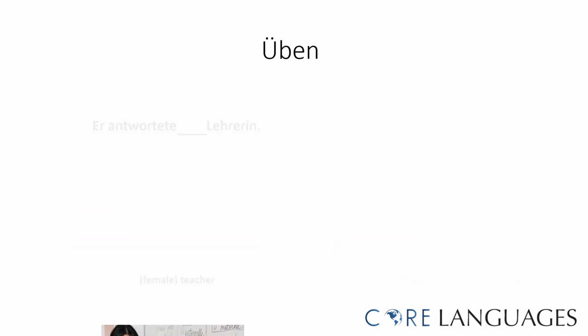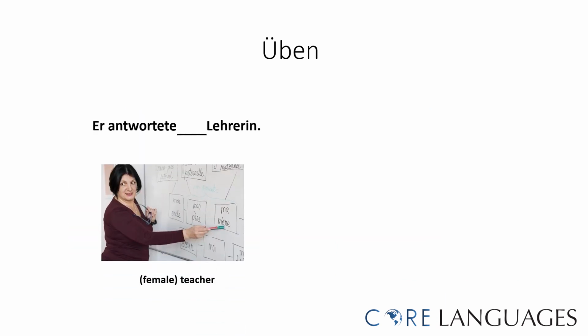Look at the next example and try to choose the correct article in the dative case. Antwortete Lehrerin. Lehrerin is the female teacher. Die Lehrerin is the nominative case. Die Lehrerin in the dative case changes to der Lehrerin. Antwortete der Lehrerin. He answered the teacher.